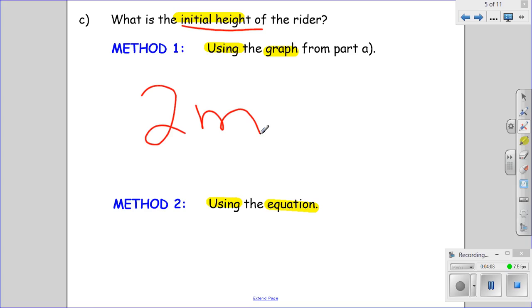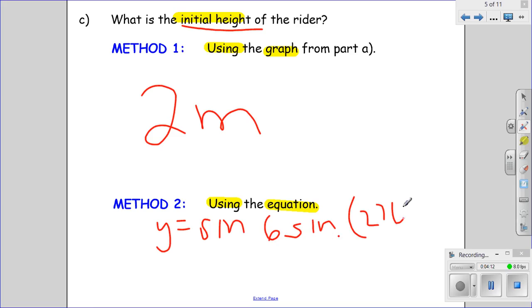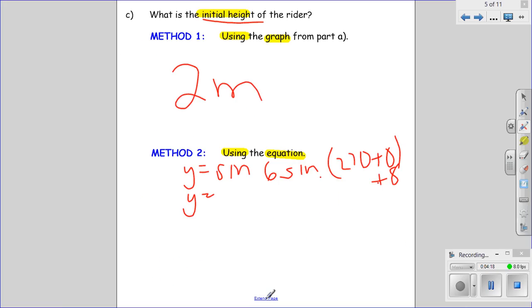Now, if we use the equation, it's a little bit different. We've got y equals 6 sine of (270 plus x, which is 0), plus 8. So y is equal to 6 sine of 270 plus 8. I don't know why I put the sine there, guys, on that other line.